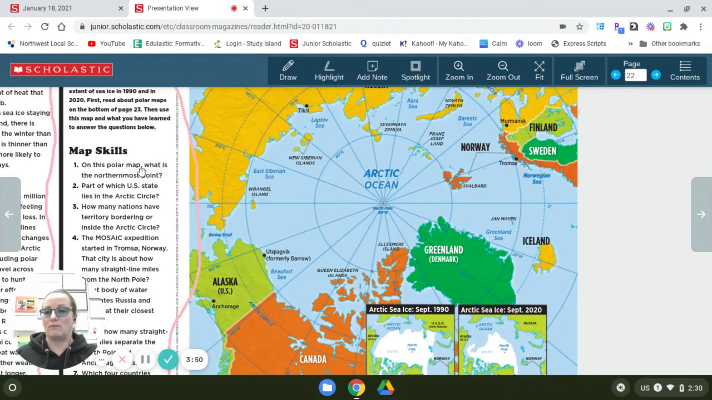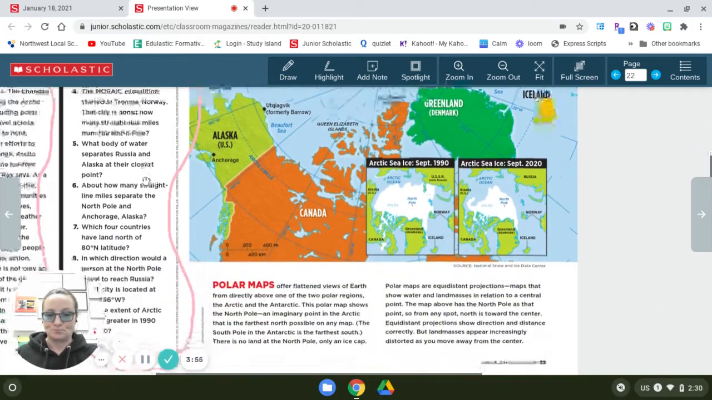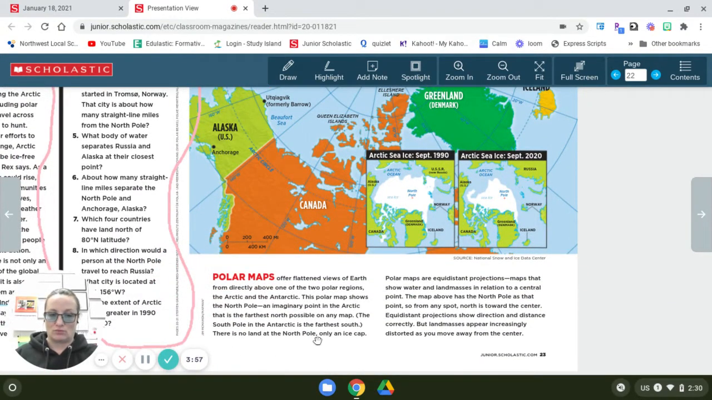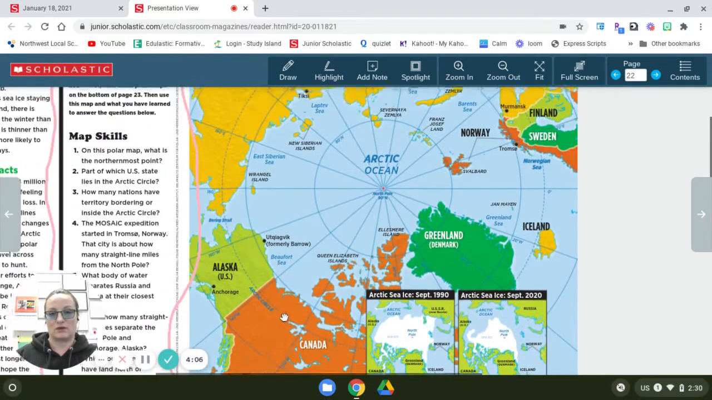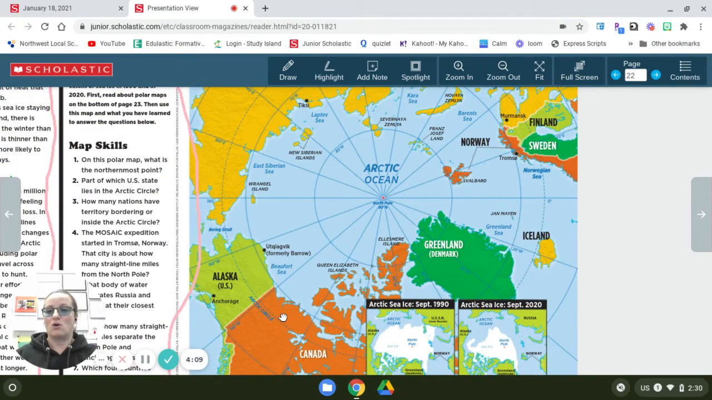It says, on this polar map, what is the northernmost point? If you need to, you can read this section down here because it tells you the northernmost point. But you can also look on this map and figure out what the northernmost point is on this map. Number 2. And by the way, remember, you could always pause at any time and look at your magazine and find these out, write the answer down, and then go to the next question.